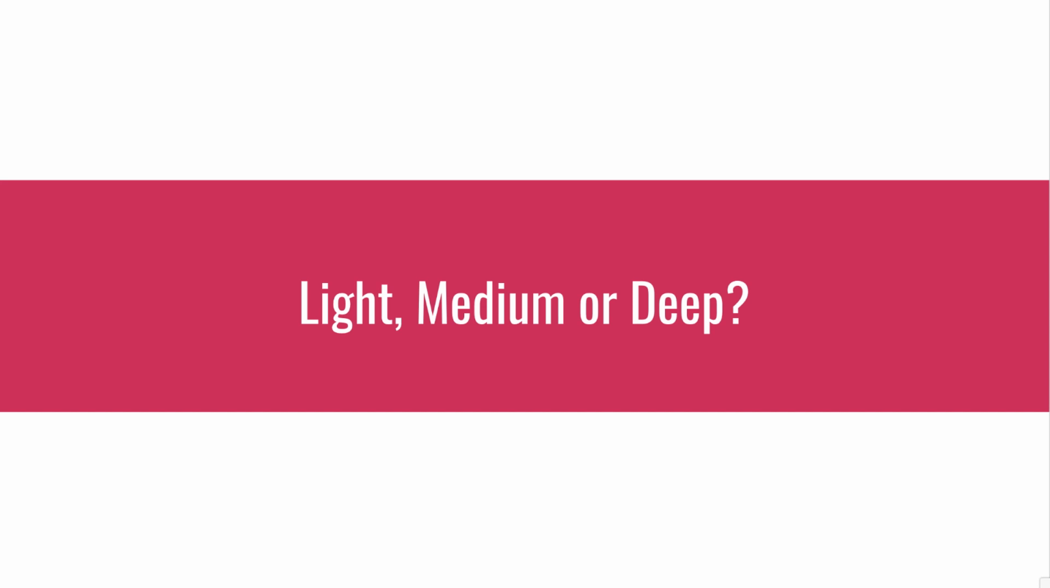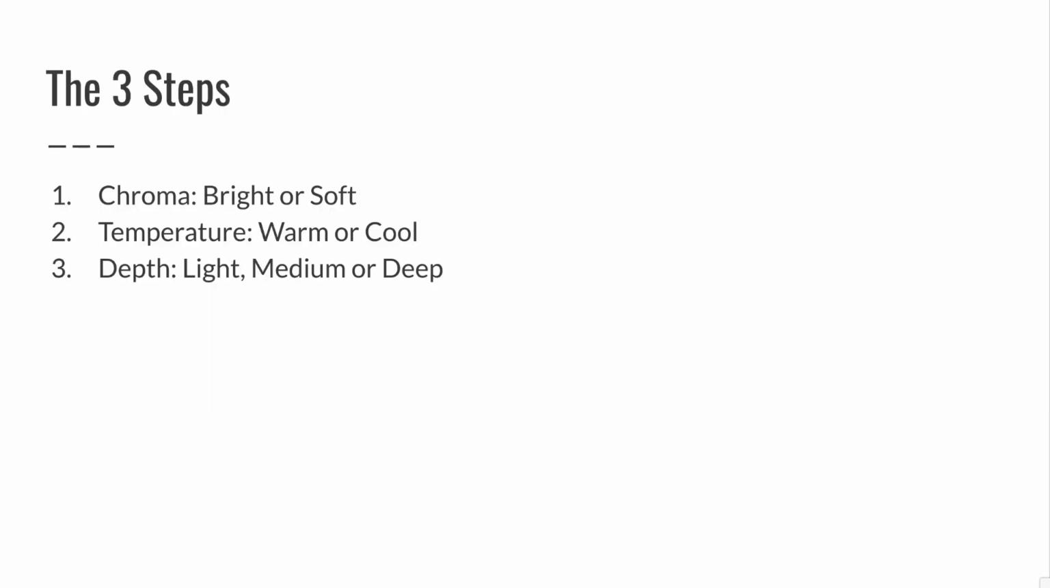In this video, I want to talk about how you can figure out whether you're light, medium, or deep. Now, in the Your Color Style methodology, there are 3 key steps, and I always go down these 3 steps. The first one is your chroma, how bright or soft you are, as well as how bright or soft the colors you wear. Your temperature, meaning do you have warm or cool undertones, and then your depth. Are you light, medium, or deep?